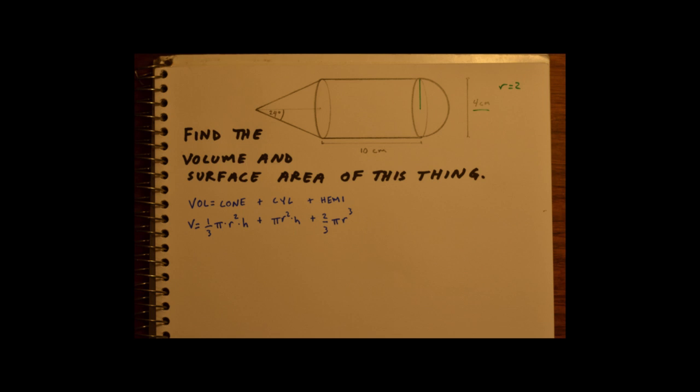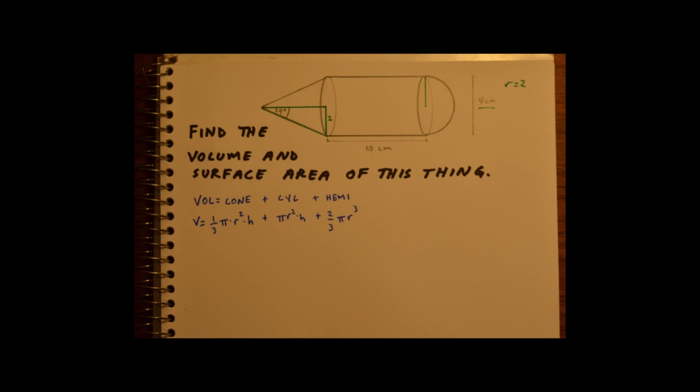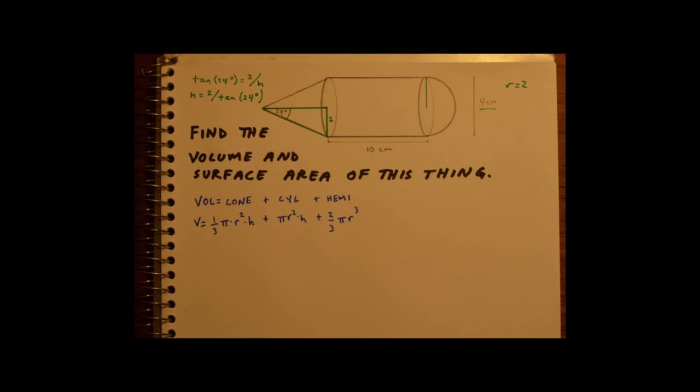We also need the height of the cone. Now the height of the cone, if you look at the triangle made up of the height, radius, and slant height, we know 2, and we want to find the height. And so that would be an opposite and adjacent. We'll use the tangent formula to find the height. So the tangent of 24 degrees is 2 divided by h. So the height is 2 divided by the tangent of 24. So whatever that would be.